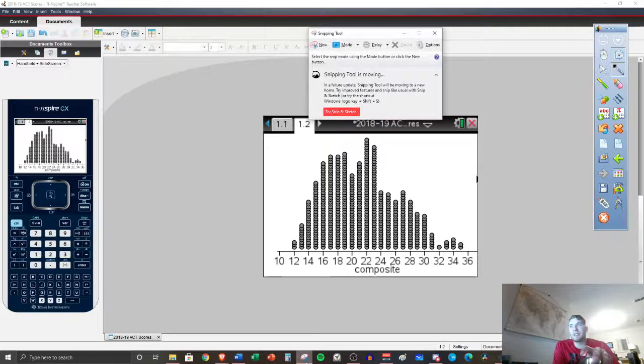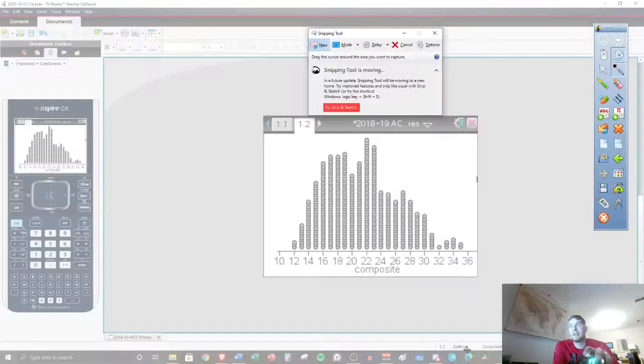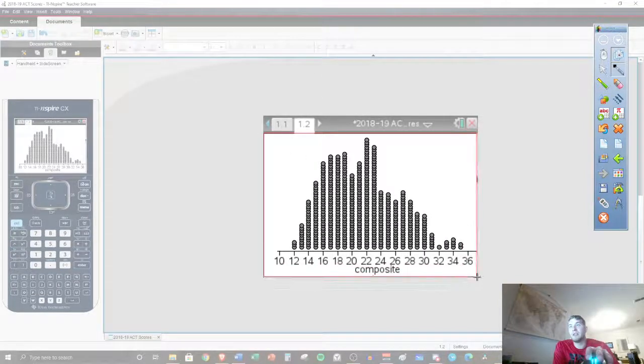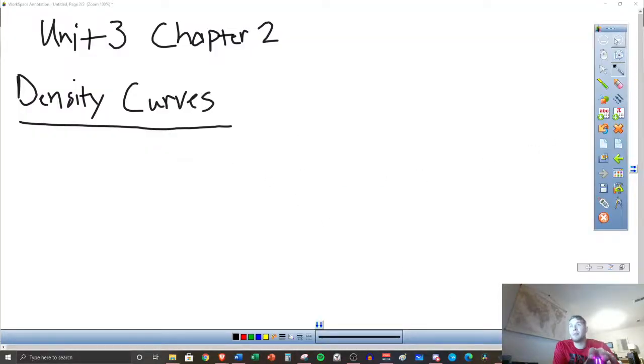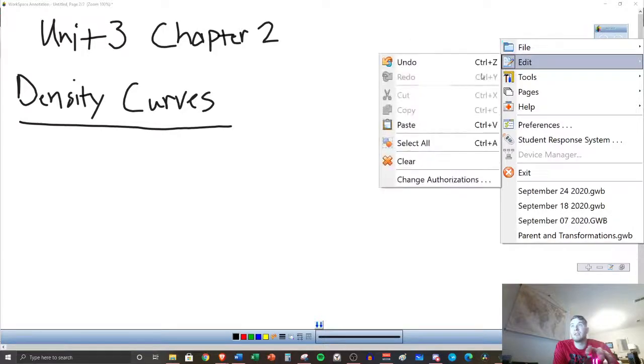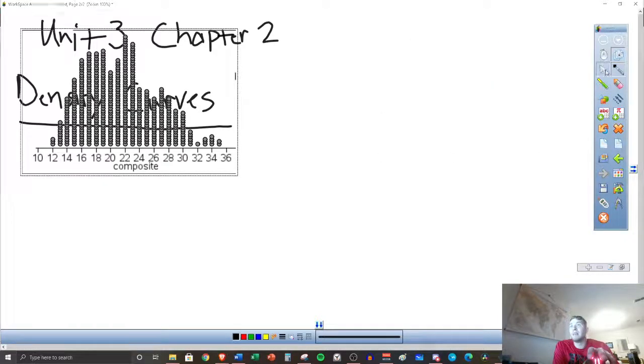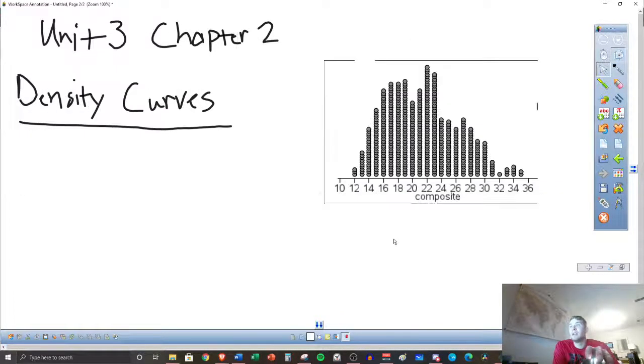I'm going to take a screenshot of this, and we are going to put it in our notes. You don't have to draw this, of course. That's just too many dots. But we're going to copy this and put it inside of these notes. Let me move that over. So here we have our distribution for composite ACT score.